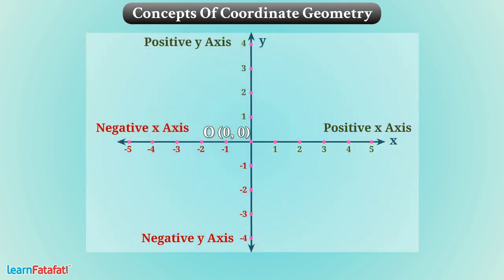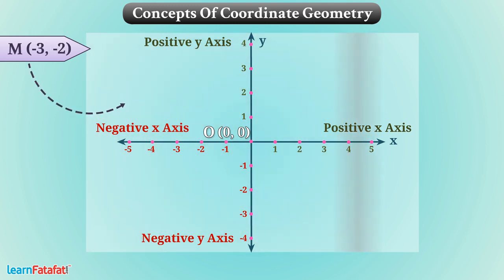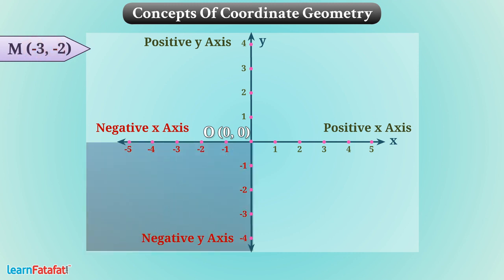Now suppose we are given the coordinates of a point, say M (-3, -2), and we are required to plot the point on a coordinate plane. How can we do so? Let me tell you, we first observe the coordinates. Since both coordinates are negative, the point must be in the third quadrant.